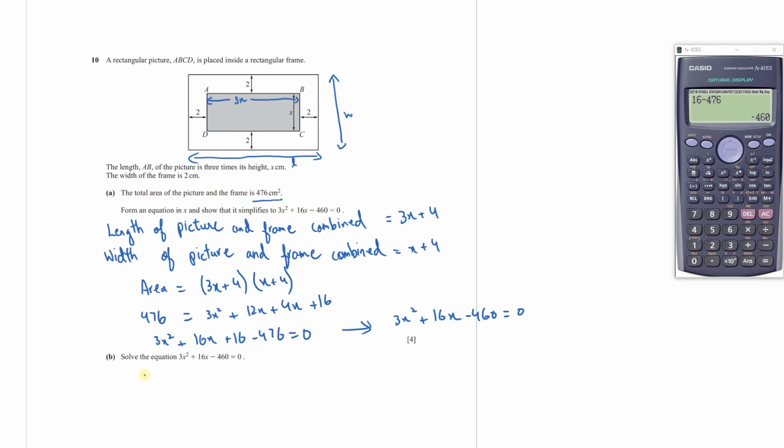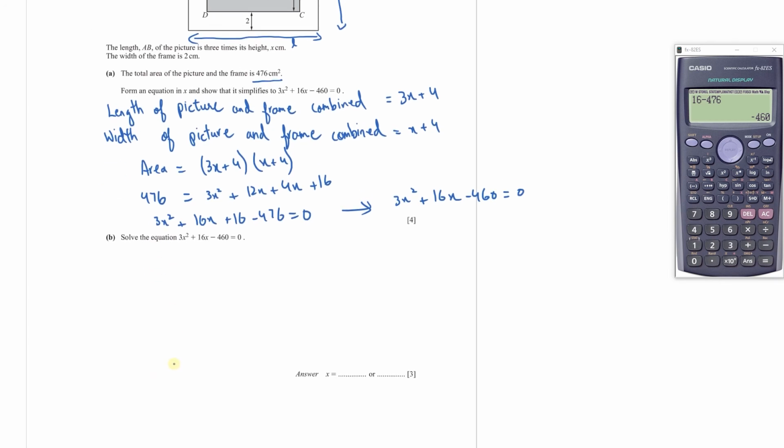The next part is solve the equation for x. So we can use the quadratic formula here. So x equals minus b, which is minus 16, plus or minus the square root of 16 squared minus 4 times 3. A is 3 and minus 460 is c.